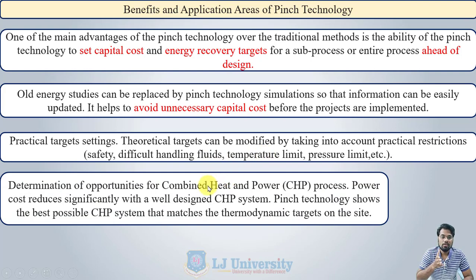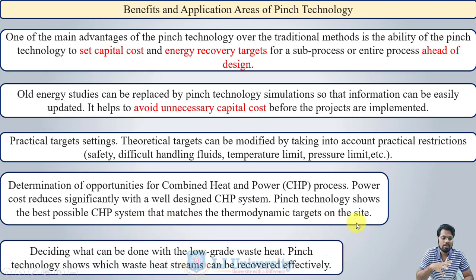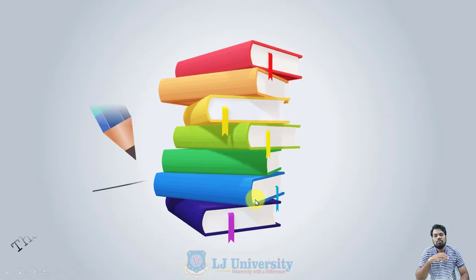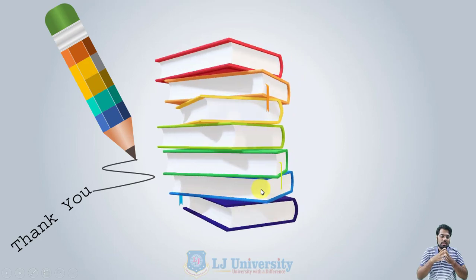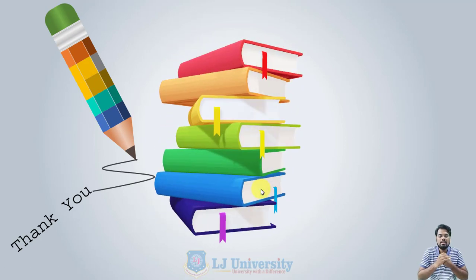Determination of opportunities for combined heat and power processes. Power cost reduces significantly with a well-designed combined heat and power system. Pinch technology shows the best possible CHP system that matches the thermodynamic target on the site. Deciding what can be done with the low-grade waste heat: pinch technology shows which waste heat streams can be recovered efficiently.